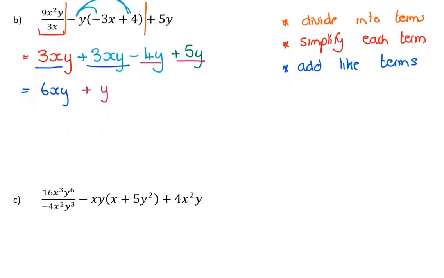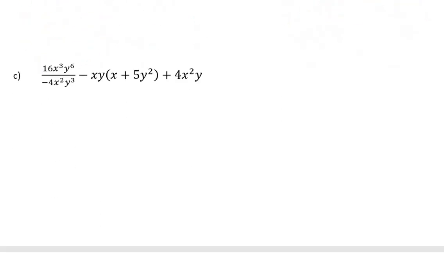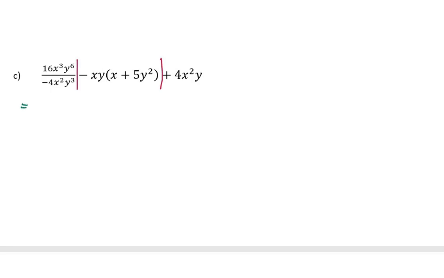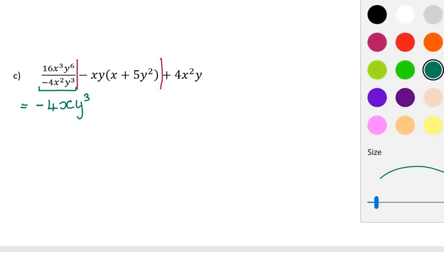Okay, now I'm not going to write down those 3 steps again because it's exactly the same 3 steps every time. So first step, divide into terms. Second step, simplify each term. So if I look at the first term, a positive divided by a negative, signs is negative. 16 divided by 4 is 4. Signs, numbers, variables, 3 x's at the top, 2 at the bottom, leave me 1 at the top. 6 y's at the top, 3 at the bottom, leave me 3 at the top. So that's my first term done.